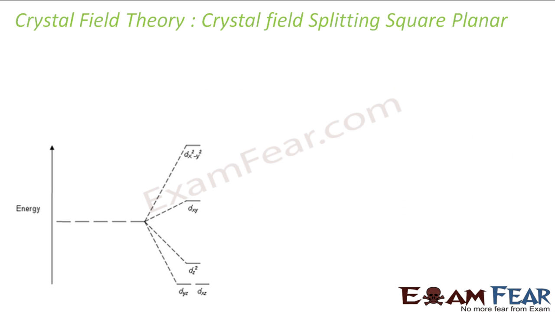So if you see in square planar, the splitting is in this fashion. dx square minus y square is here, dxy is here. So the splitting actually depends on the orientation of ligands. In fact, in most of the other geometries also, the splitting is different. But we'll focus only on the tetrahedral and octahedral splitting in this syllabus.